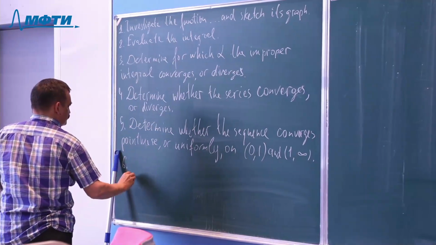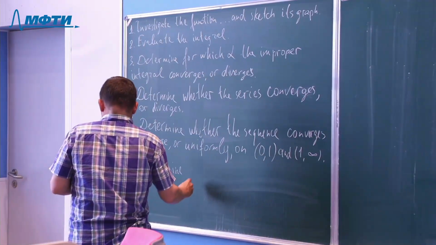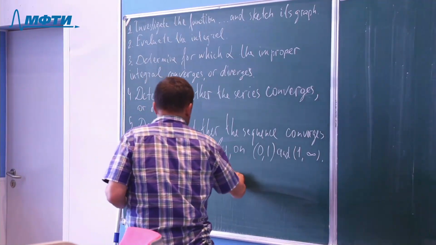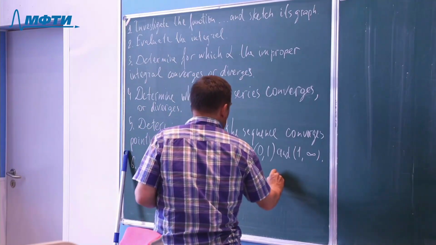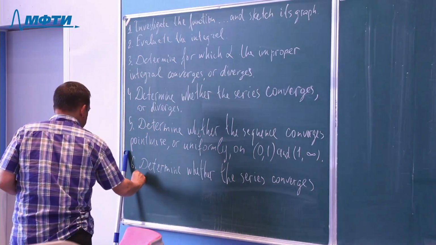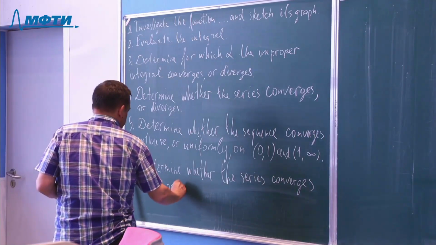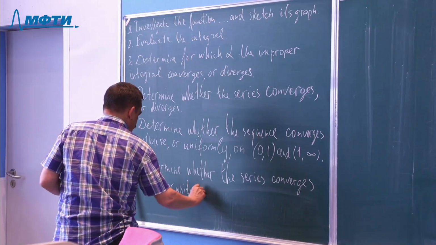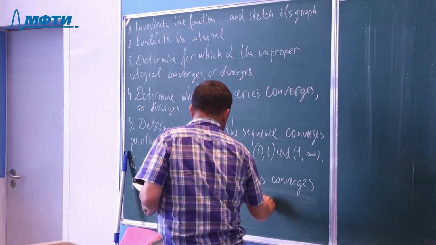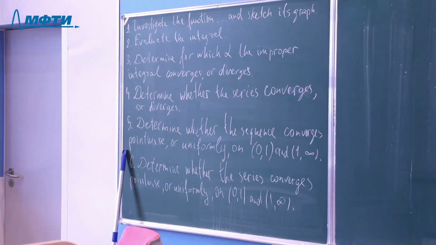Last question, 6th, determine whether the series converges pointwise or uniformly on 0, 1 and 1, infinity. So these are typical questions.